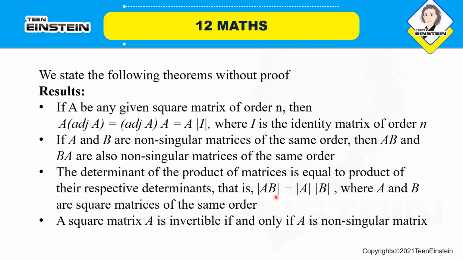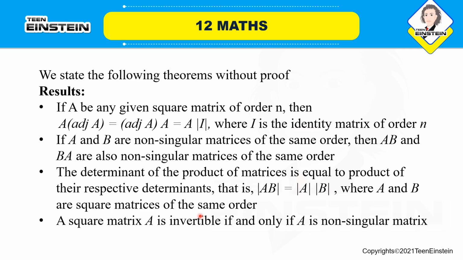How will you express it? Determinant AB. Okay, determinant of the product of matrices. So AB, okay, the determinant of the product AB is equal to the product of their respective determinants. So determinant A into determinant B, where A and B are square matrices of the same order.